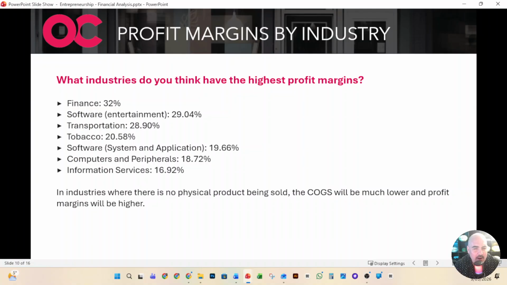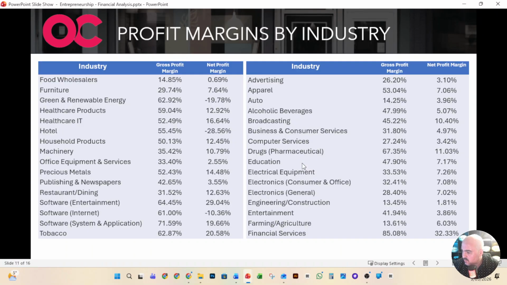Just thinking about our companies, we have a finance company, so that's got a high profit margin. We have a software company, so that's going to be around the 20% mark. And again here, guys, when we've got services rather than physical products, cost of goods will be lower and profit margins will be higher. That's just something to think about when you're thinking about what type of ideas make sense and what are the most viable.